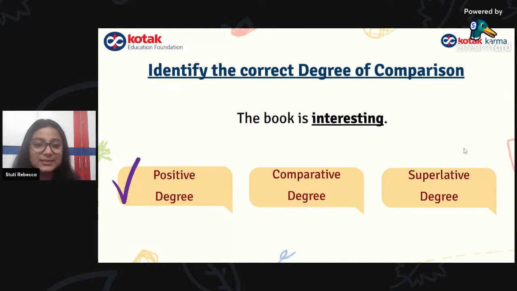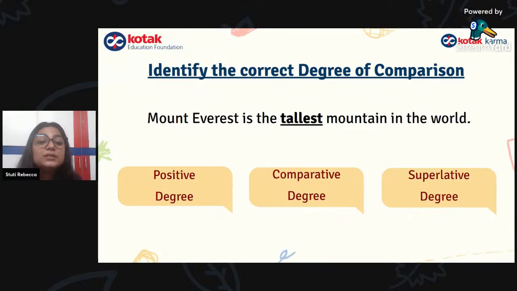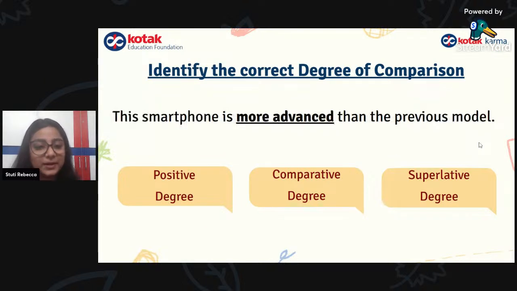Very well, students. The next one: Mount Everest is the tallest mountain in the world. Comparative, positive, or superlative? Can you identify the correct degree? Perfect job, everyone. The perfect answer is superlative degree again because tall has tallest in it. Well done, everyone. Let's see the next one.